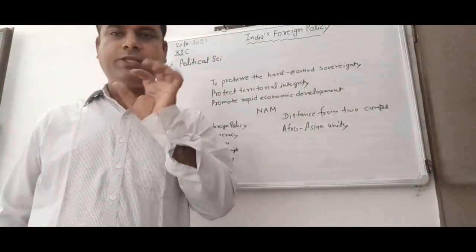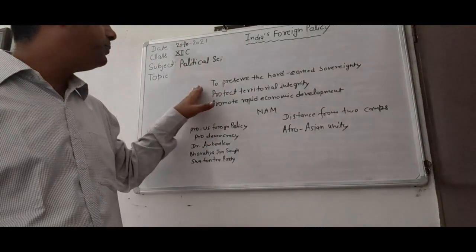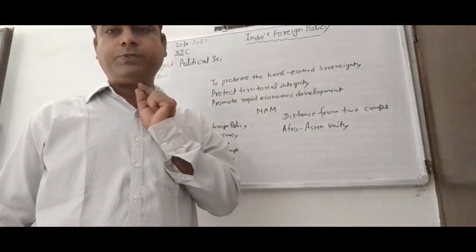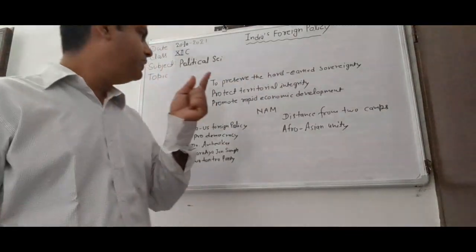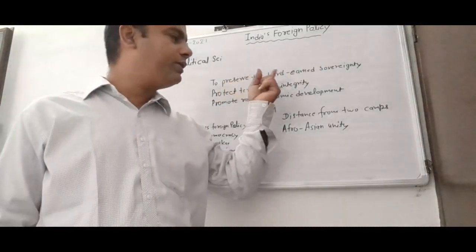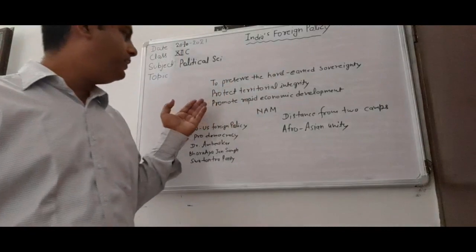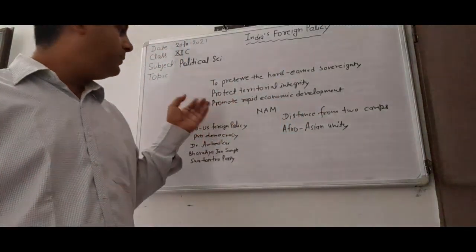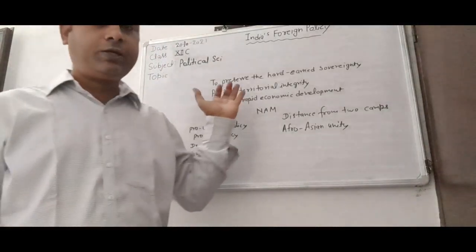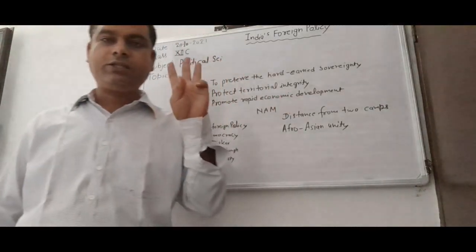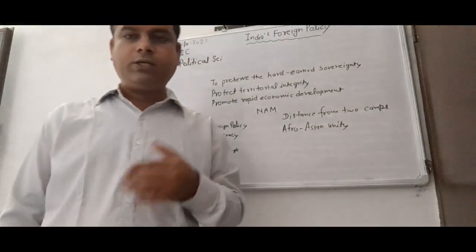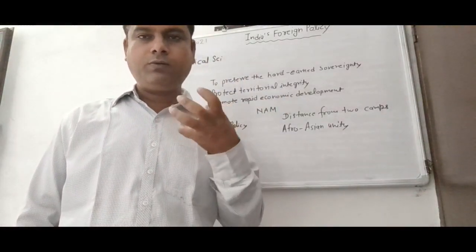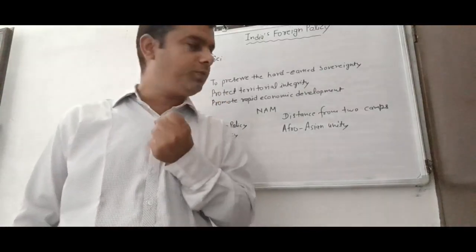He had basically three objectives. First objective, to preserve the hard-earned sovereignty. This is the first objective of Nehru's foreign policy, to preserve the hard-earned sovereignty and protect the territorial integrity, and promote rapid economic development. These are the three main objectives which we want to achieve by India's foreign policy.